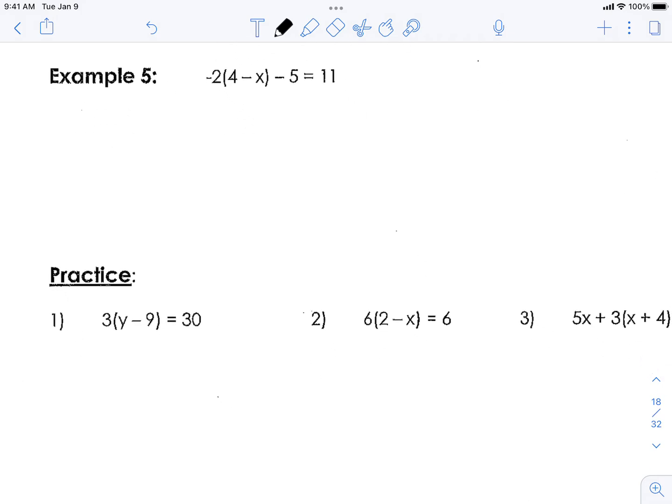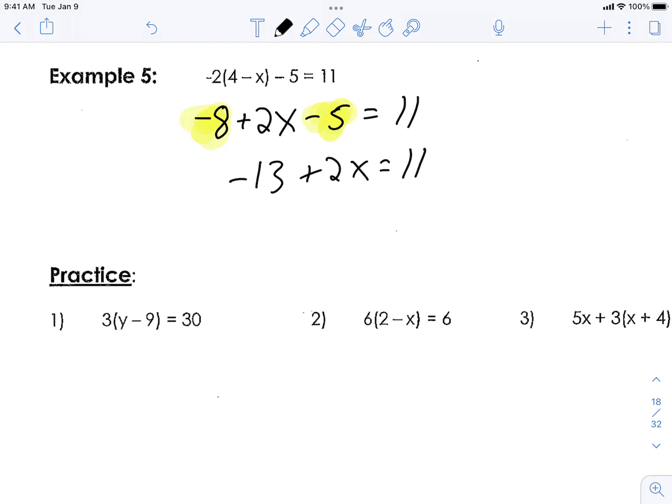Same idea with 5. Distribute first. So negative 2 times 4, negative 2 times negative x, and then bring down the minus 5. Our like terms here are the negative 8 and the negative 5. So when we combine those, we get negative 13. We will add 13 on both sides because it's currently being subtracted. And we'll divide by 2. So x is 12.